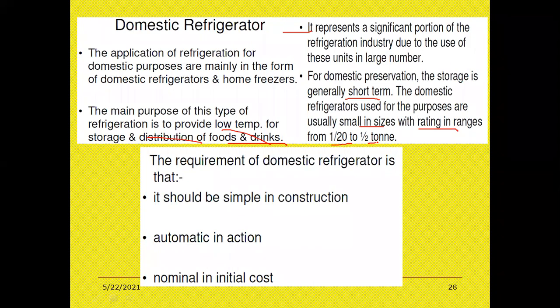Coming to the requirements of a domestic refrigerator, the design should be very simple and automatic in action. It should have automation, and the initial cost should be nominal. So these are the main requirements of domestic refrigerator usage.